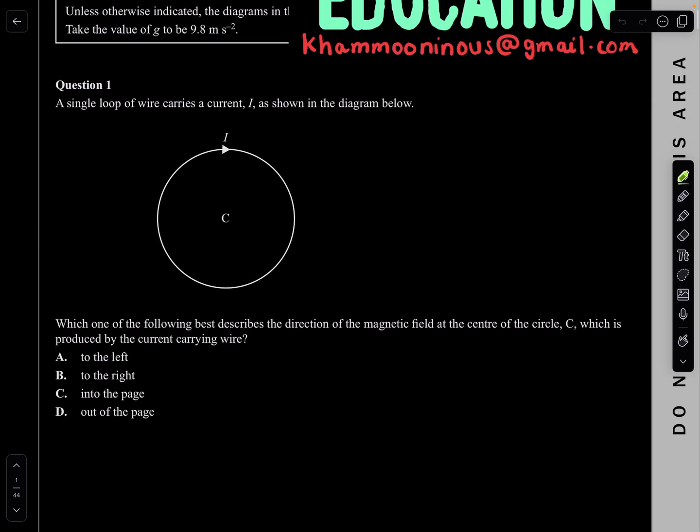Question 1. A single loop of wire carries a current I as shown in the diagram below. Which of the following best describes the direction of the magnetic field at the center of the circle C, which is produced by the current carrying wire? Just use your right hand grip rule.